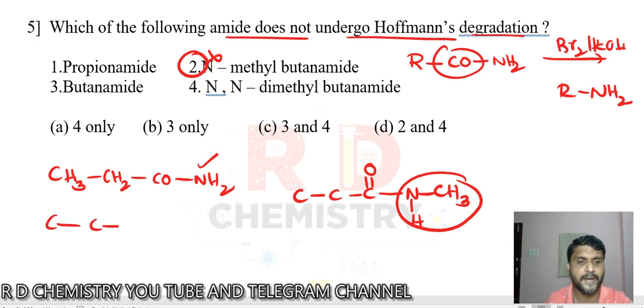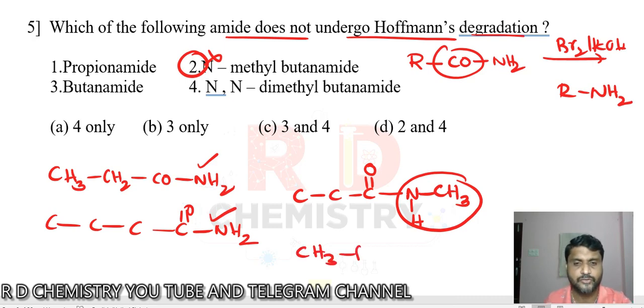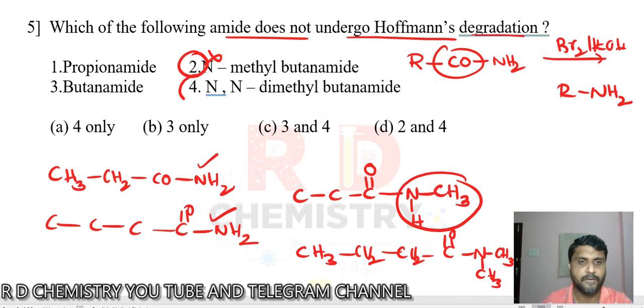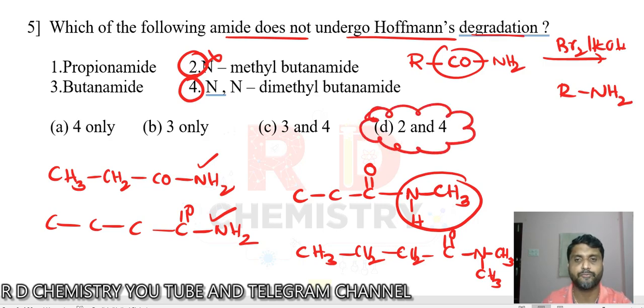Butanamide with 4 carbon atoms, 3 and 4. So, C=O NH2 is here, right? This is a butanamide. This can answer. N,N-dimethyl butanamide is CH3CH2CH2C=O with the nitrogen carrying two methyls. There is no free NH2. So, the second and fourth compounds cannot undergo Hofmann bromamide degradation. The answer is option number D, 2 and 4 compounds, right?